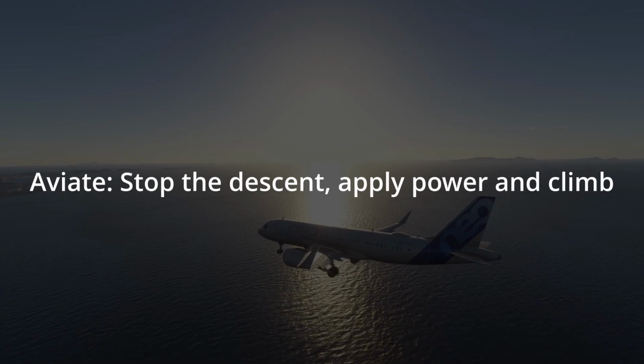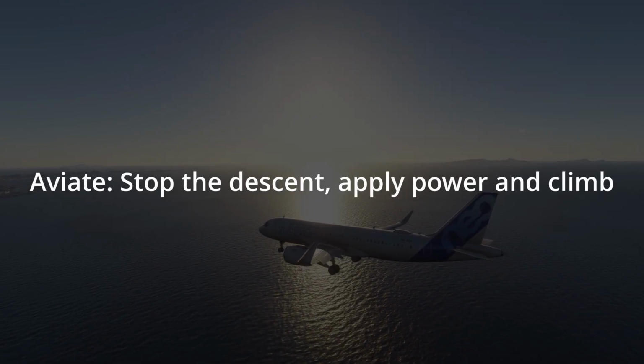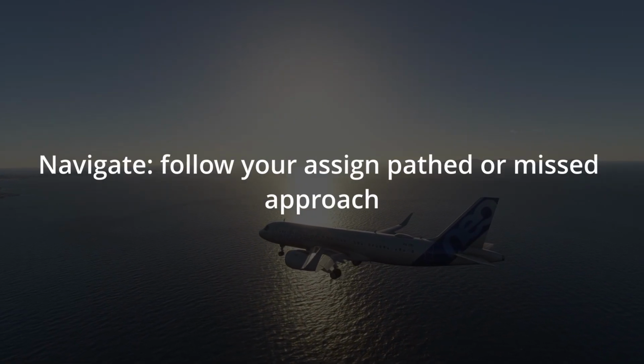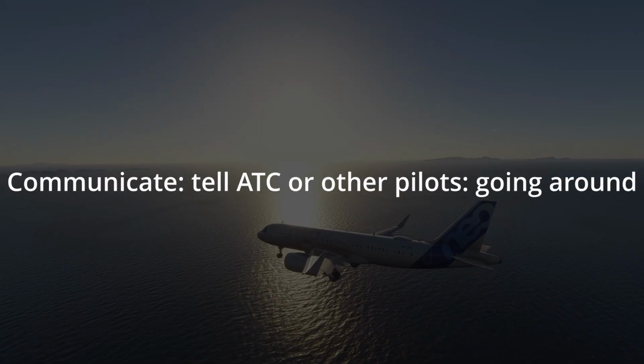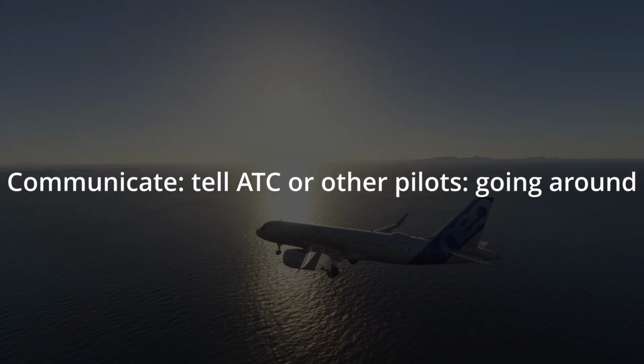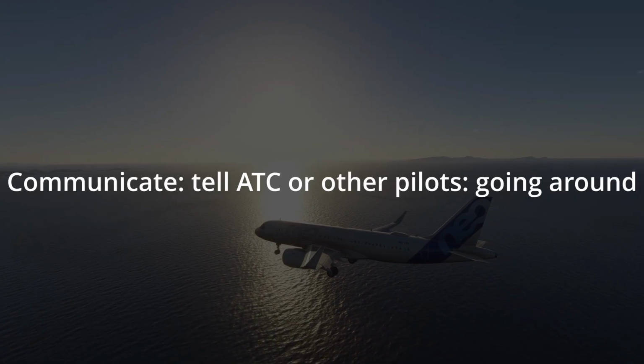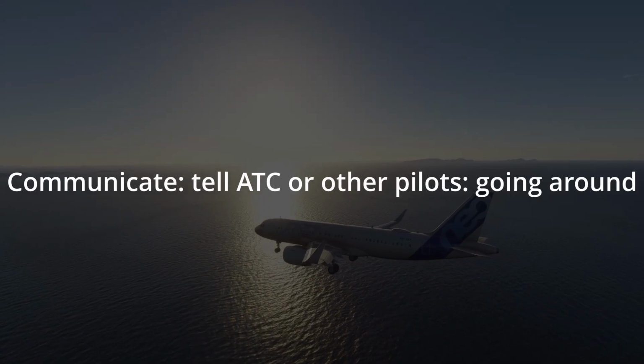1. Aviate. Stop the descent, apply power and climb. 2. Navigate. Follow your assigned path or the missed approach procedure. 3. Communicate. Tell ATC or other pilots on the radio you're going around.